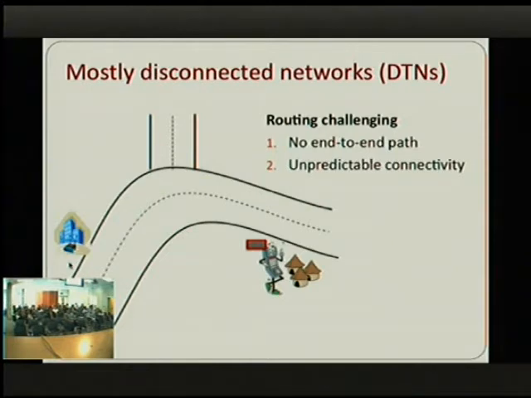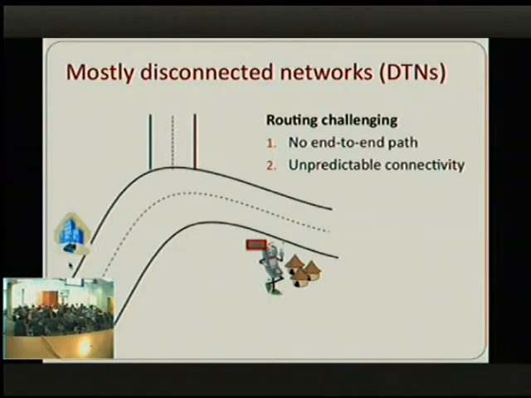First, notice that there is no end-to-end path. Usually in traditional networks, you have an end-to-end path between the source and the destination, and intermediate nodes actually know who the next hop is going to be. But in this case, that's not how it happens. In fact, this user may not actually know who the next hop should be.